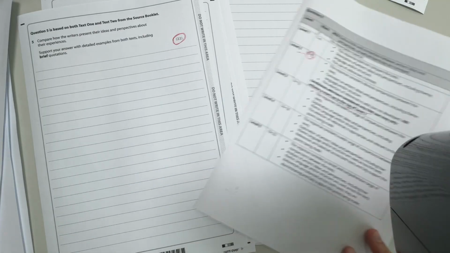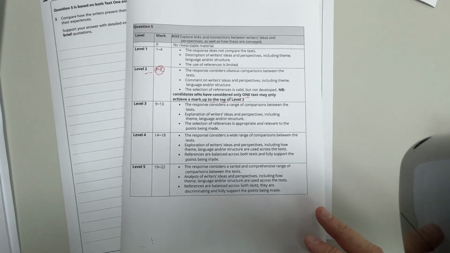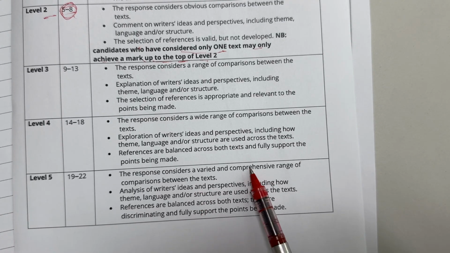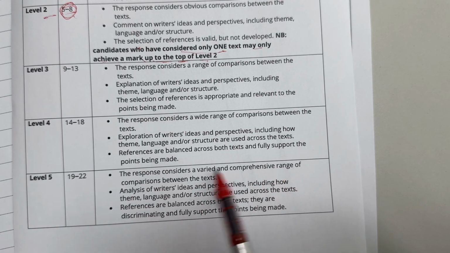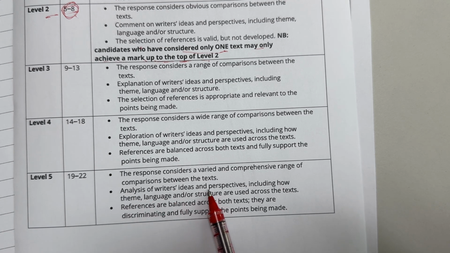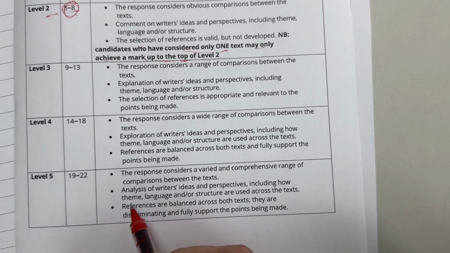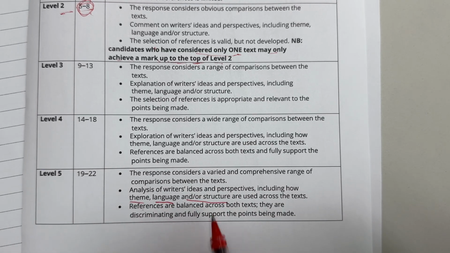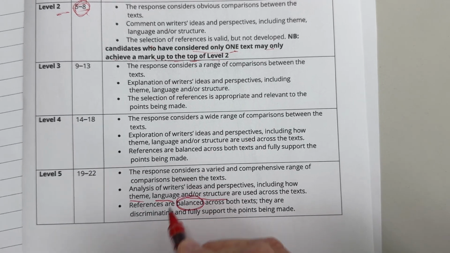So for 22 out of 22 here, if you want the very top marks, you are considering a varied and comprehensive range. So you need to be saying lots of different things, as many different things as you possibly can. Analyze writers' ideas and perspectives, including theme, language, and/or structure. And the references are balanced. That's the key word there.